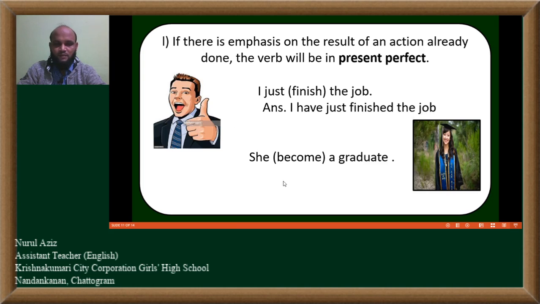Here you see she become a graduate. You see the girl wearing a graduate cap and gown. So she has become a graduate. She is third person singular number, that is why we have written has. This is singular and the past participle of the verb become. So she has become a graduate.